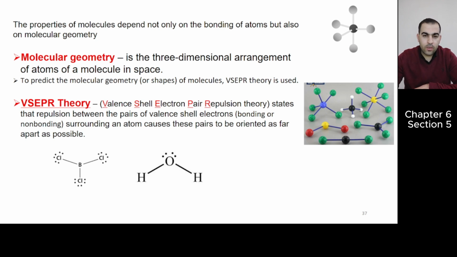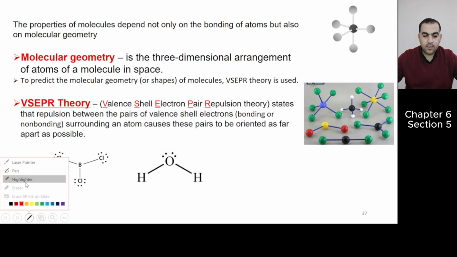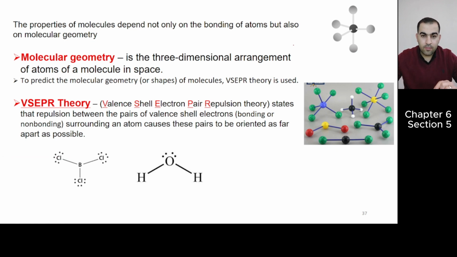Guys, properties of molecules, we all know a molecule is made of covalently bonded atoms. When we say covalently bonded atoms, it means there is a covalent bond between atoms. H2O is a molecule, 3 atoms, 2 hydrogen and 1 oxygen, covalently bonded to each other. So there is a covalent bond between them.